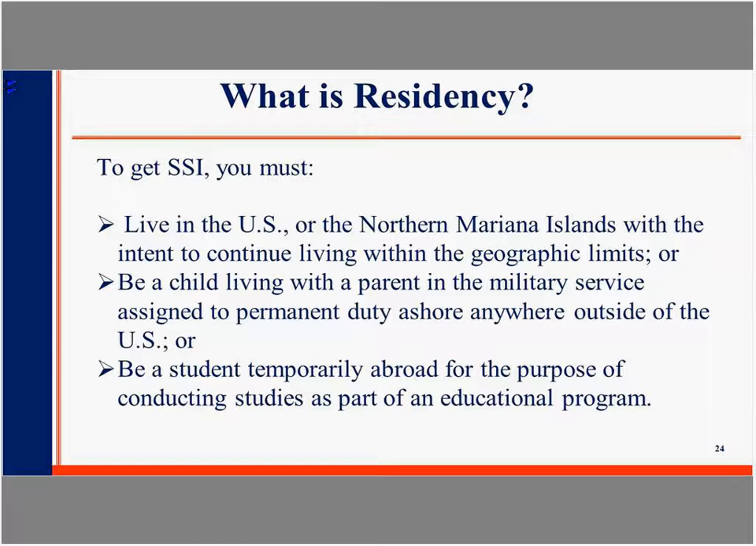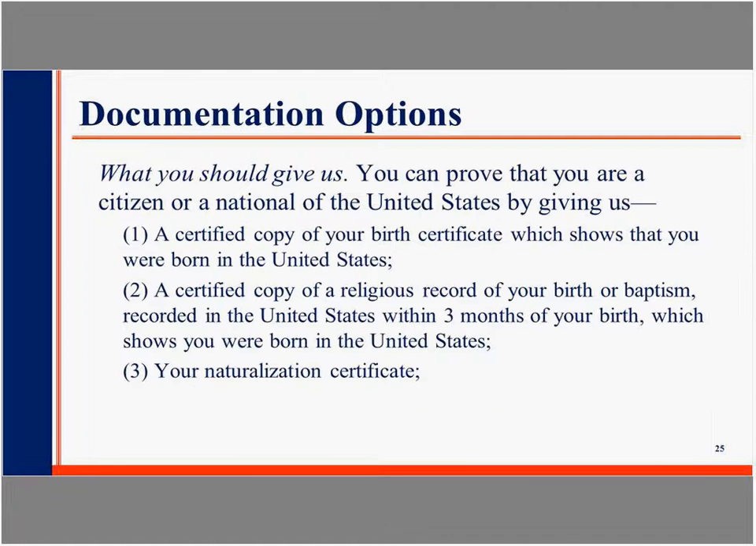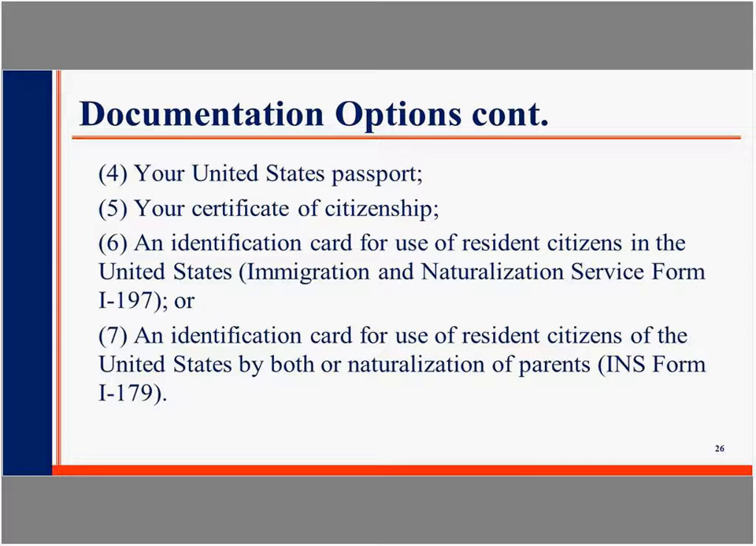In order to determine if you meet any of this criteria, on our next slide, we do need certain documentation, and these are originals or certified copies. We do not accept photocopies. This would include a certified copy of your birth certificate, which shows you were born in the U.S. Of course, this is for natural-born citizens. A certified copy of a religious record of your birth or baptism recorded in the U.S. within 3 months of your birth. Have, of course, your naturalization certificate. Have your U.S. passport.